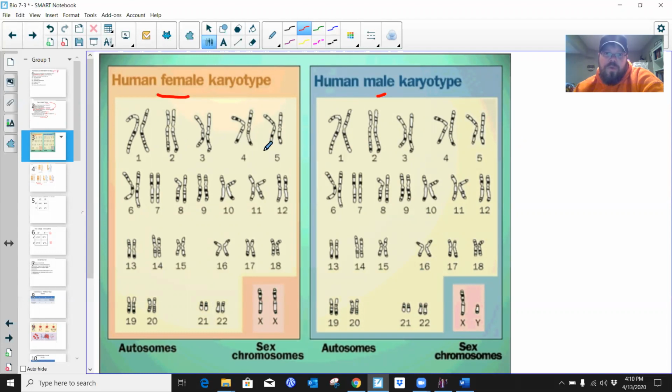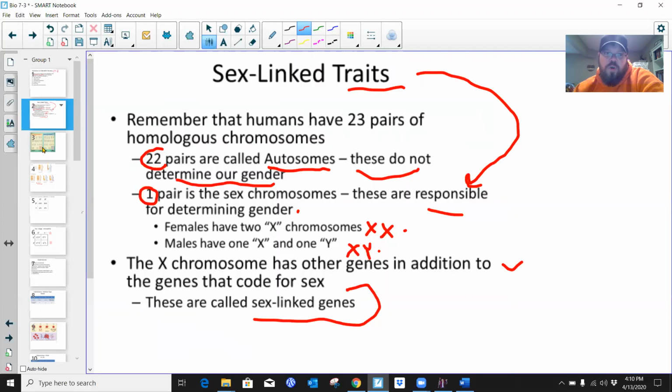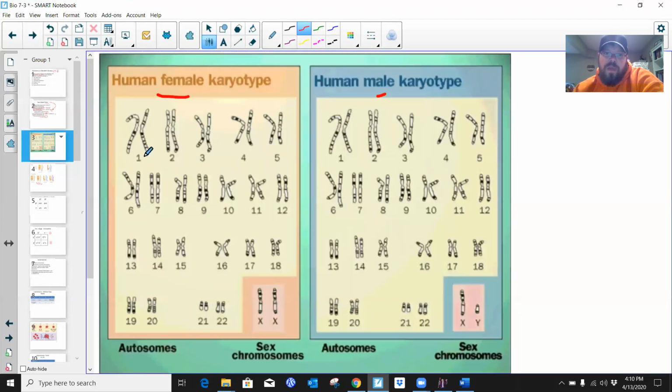Just to give you an image, a karyotype of female versus male. There's 1, 2, 3, 4, 5, 6, 7, 8, 9, 10, 11, 12, 13, and so on. These are all of the autosomal chromosomes. They determine characteristics other than gender. But here is that last pair, the 23rd pair. Females have 2 X chromosomes; males have an X and a Y. You'll notice that the Y chromosome is quite a bit smaller compared to the X.